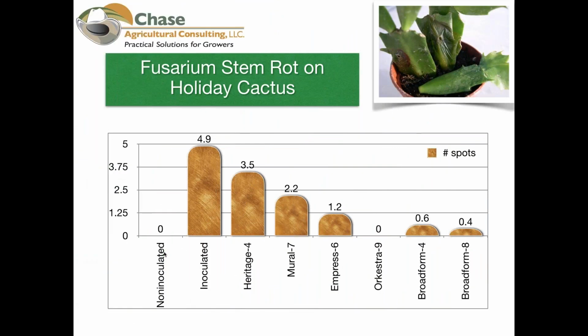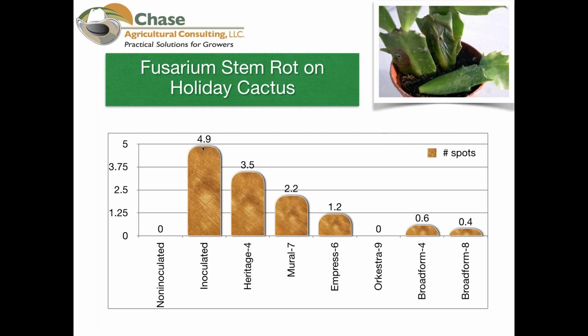This is a trial we did last year. I like cacti and succulents, especially Christmas cacti. And we did a trial on the Fusarium stem rot. You can see it causes a terrible collapse of the plant. And this is one of the things that happens. The tops just pop right off because of this infection at the base.